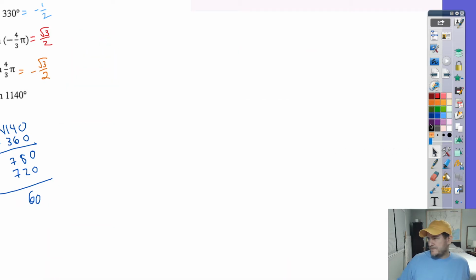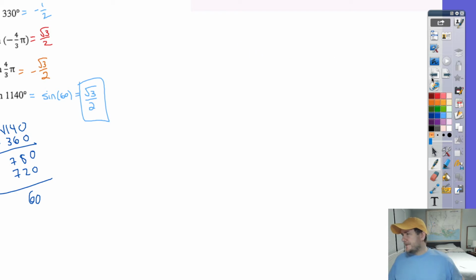That means you can literally just rewrite the problem as the sine of 60 instead. And I'm not even going to draw a picture for this one. Come on. That's going to be the y coordinate. It's going to be root 3 over 2. Okay, got there. 17.